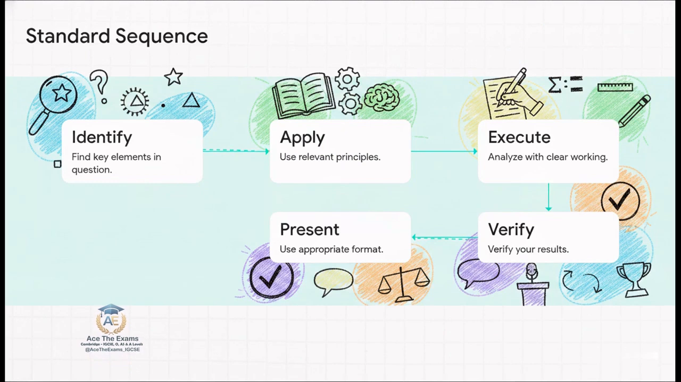Whenever you're tackling examination questions on 16.1, you absolutely must rigorously follow the standardized 5-step sequence. First up, deconstruct the question and identify the key elements. Second, apply the relevant analytical framework. Third, execute your analysis with clear working and notation. Fourth, verify your results. And finally, fifth, present everything using the correct terminology. Following this exact sequence guarantees you lock in those critical method marks every single time.